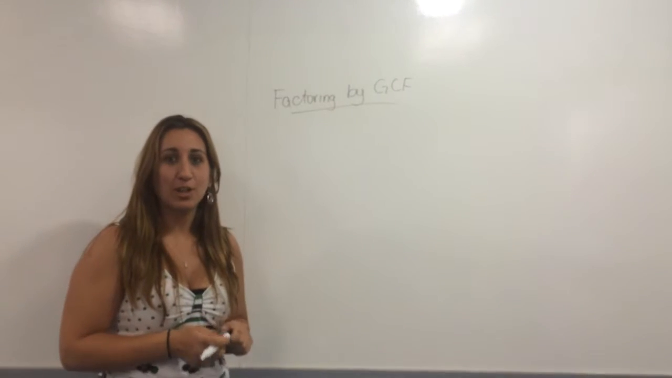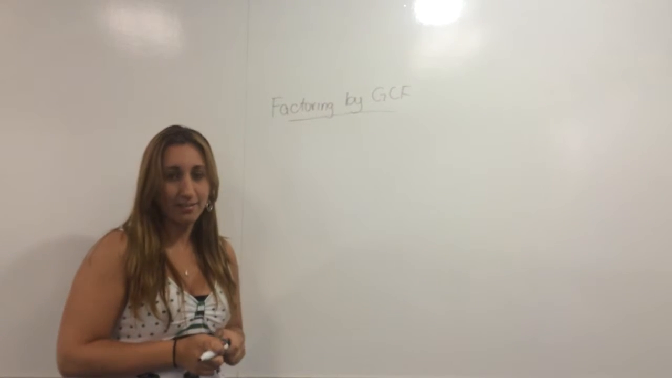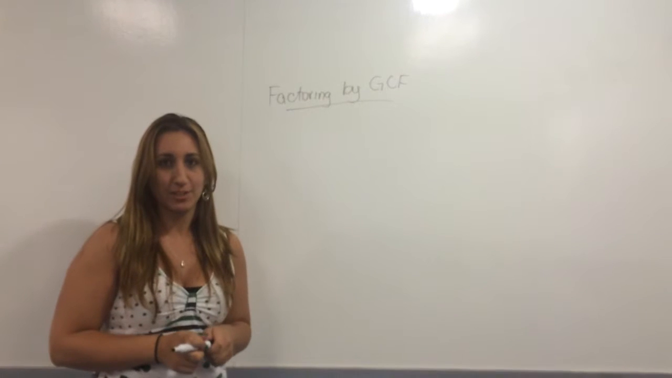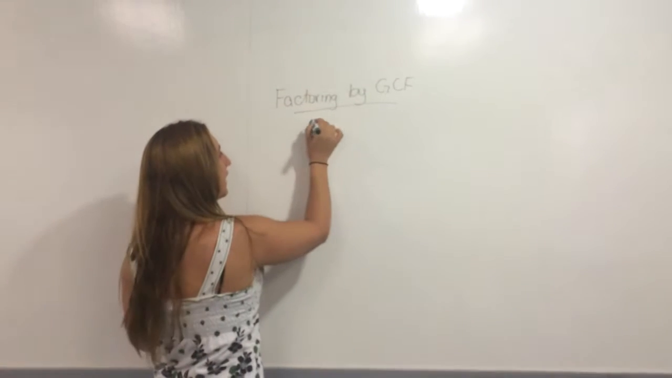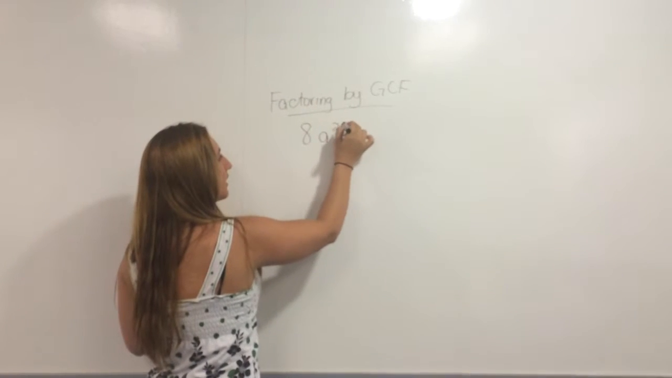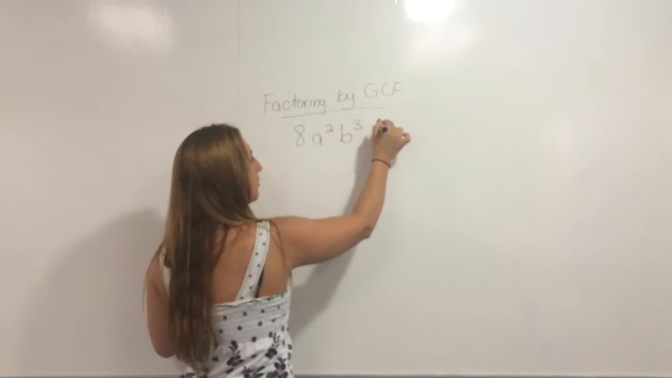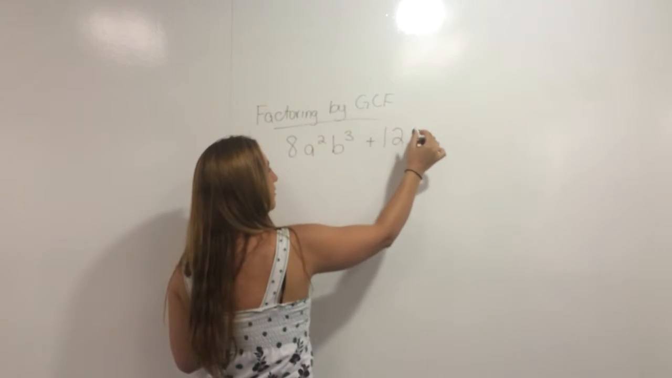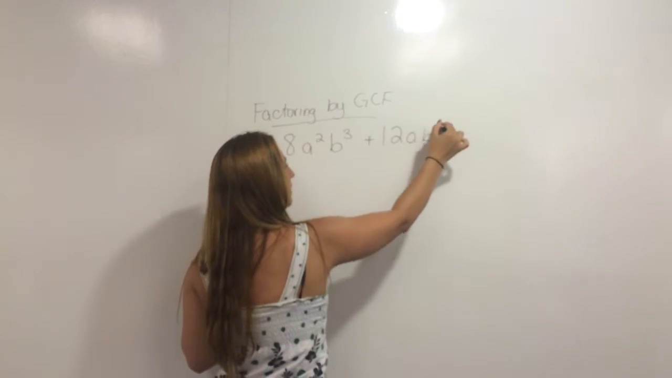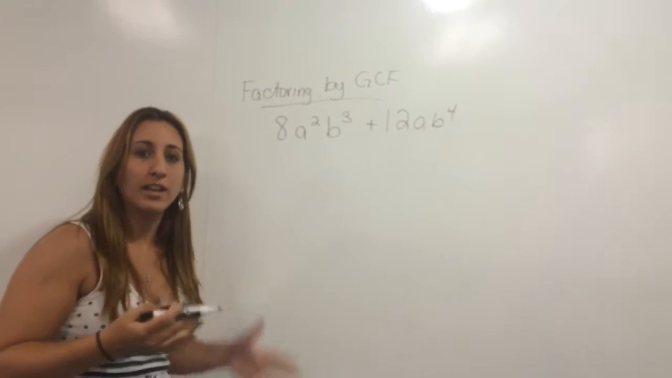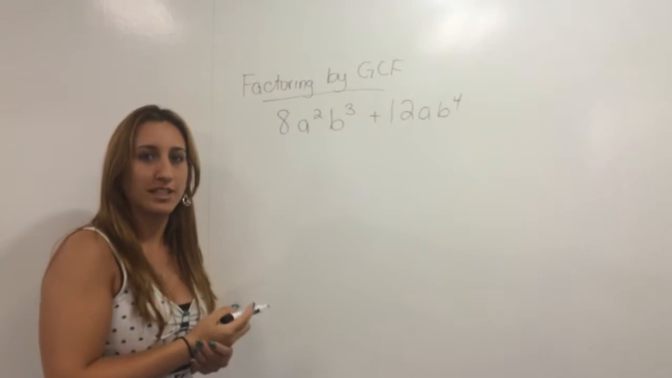So today's lesson we're going to work on factoring by GCF. GCF is the greatest common factor. So let's look at a question. We have 8a squared b cubed plus 12ab to the fourth. We want to figure out what of these two terms has the greatest factors.